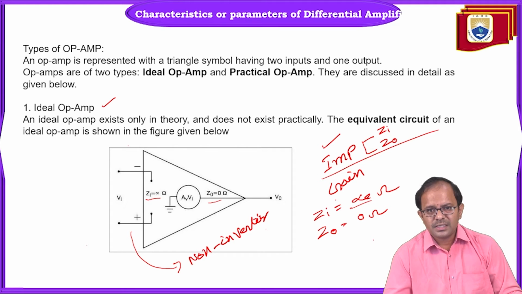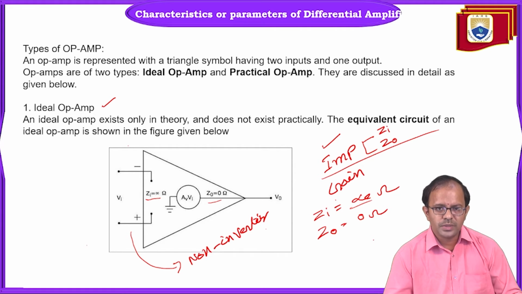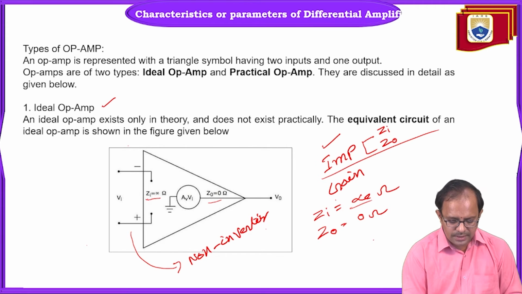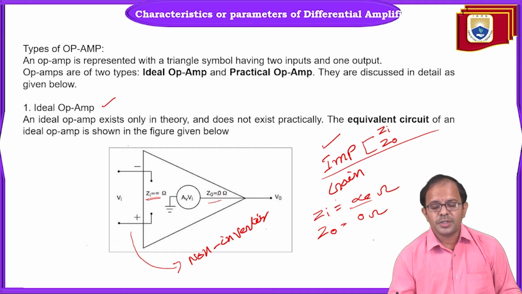In a practical case, we are going to define a certain number of ohms. It may be mega ohms, as we said, sufficiently high. We can say 100 mega ohms or 200 mega ohms; like that one can define impedance. In the case of ideal, one can define this impedance as infinite. And similarly, what about the output impedance? Output impedance is set to be as low as possible.